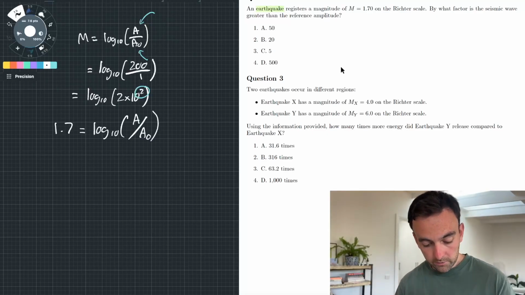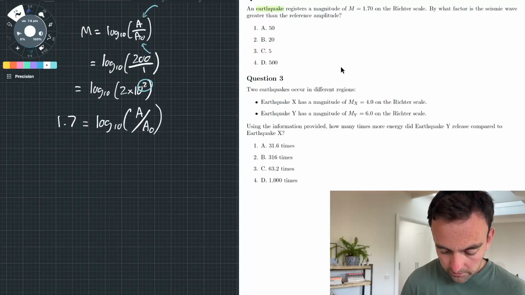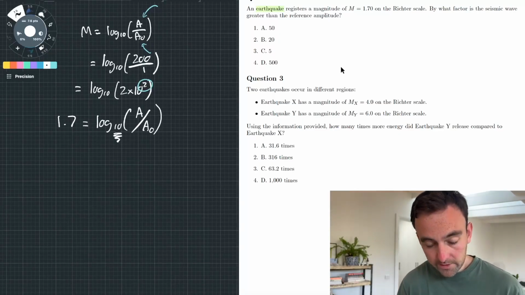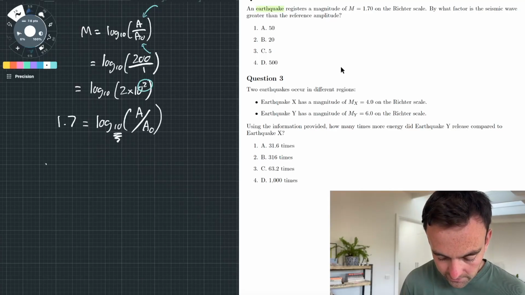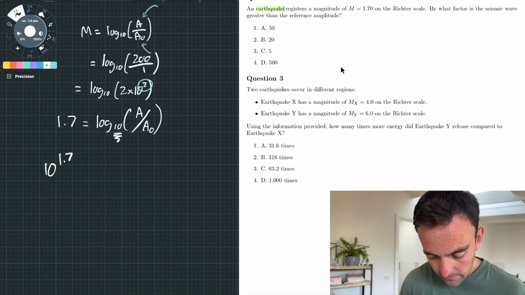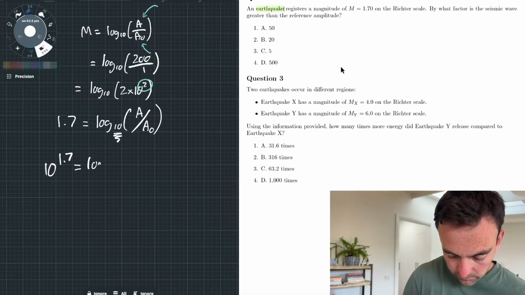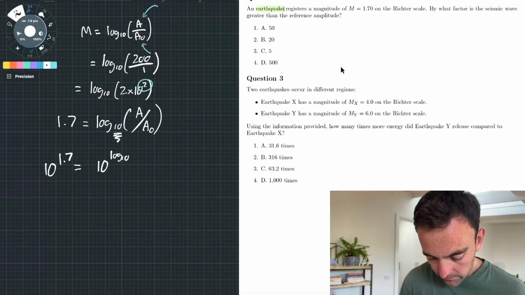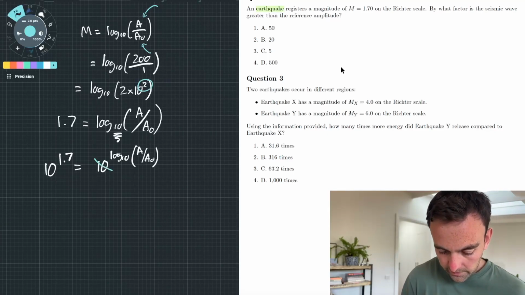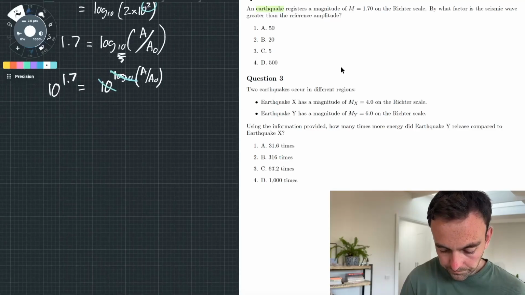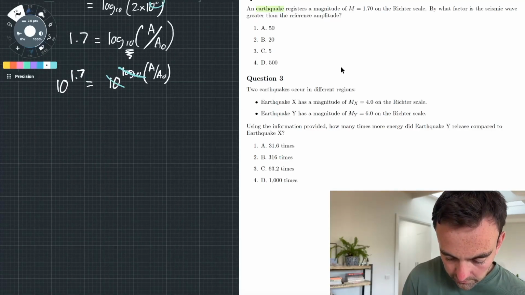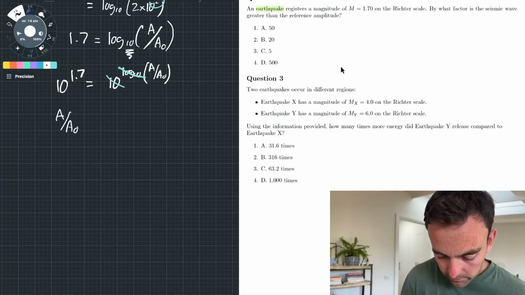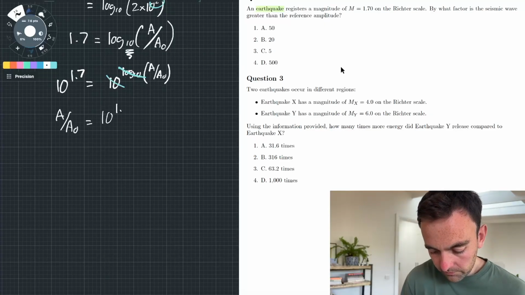Now, in this question, we need to rearrange the log, don't we? So how we do that is we raise both sides to the power of the base. So we get 10 to the power of 1.7 equals 10 to the log 10 of A over A0. Then these cancel out, which means that A over A0 equals 10 to the 1.7.